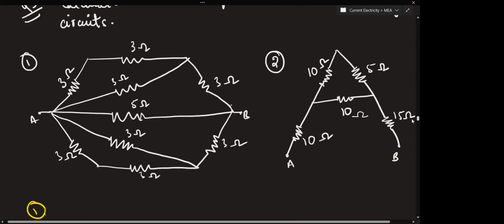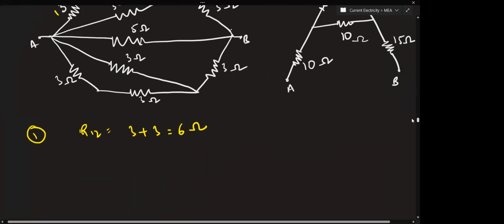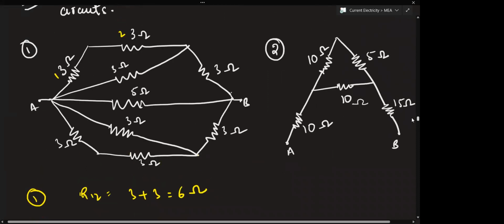Now in the first part, see, 3 and 3, these two are connected in series. So it makes it 6 ohms. Let's say this is R1, this is R2. So R12 will be 3 plus 3, that is 6 ohms. So you replace this by a single resistor, 6 ohm. So you can see 6 ohm and this 3 ohm, both are connected in parallel. Let's name this resistor R3.